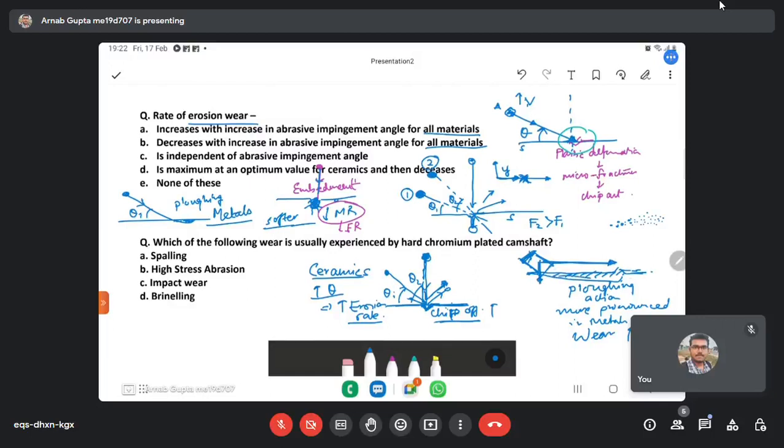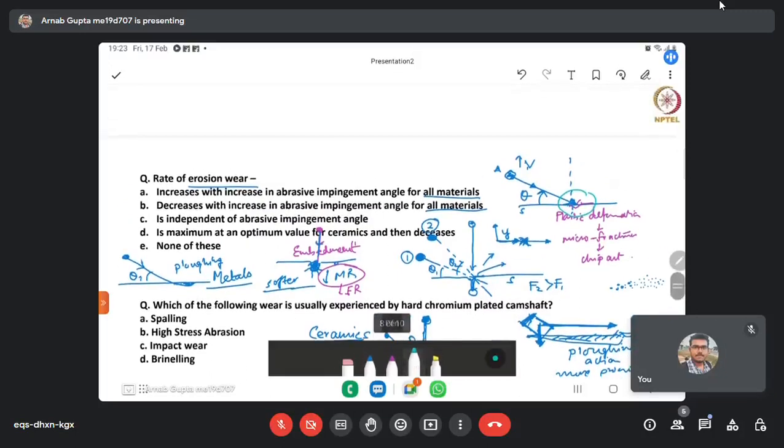But at lower values of theta 1, this component is so low that it is not able to indent on the surface, or it is not able to make an indentation on the surface. So there will be no plowing action, and the wear will be less. So that's why for metals, if you recall correctly, this is the wear rate or erosion rate, and this is the value of theta.